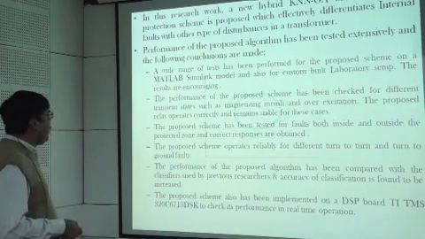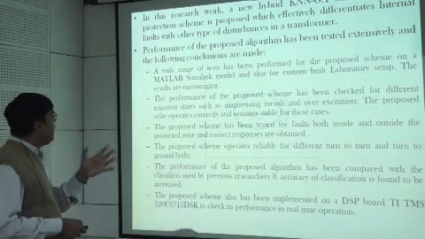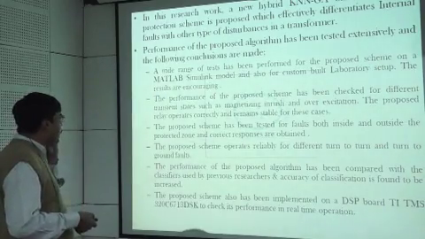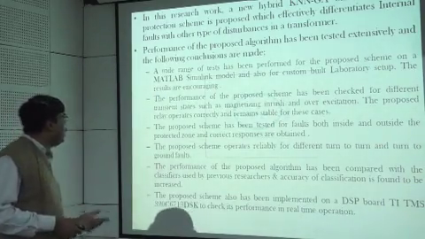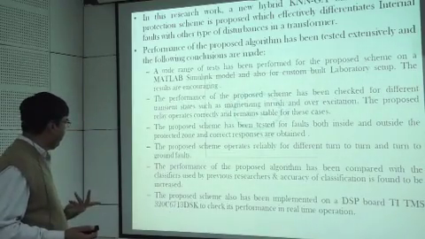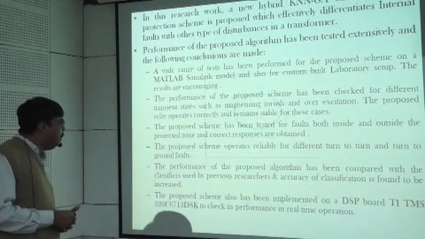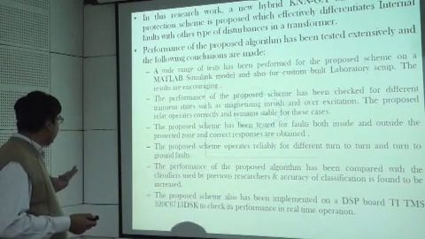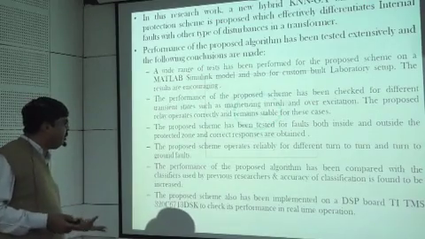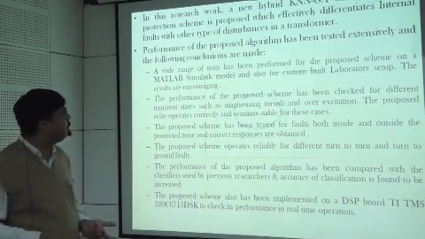The proposed scheme operates reliably for different turn to turn and turn to ground faults. The performance of the proposed algorithm has been compared with the classifiers used by previous researchers, and the accuracy of classification was found to be increased. The proposed scheme has also been implemented on the DSP board TI TMS320F6713 DSK to check its performance in real-time operation.